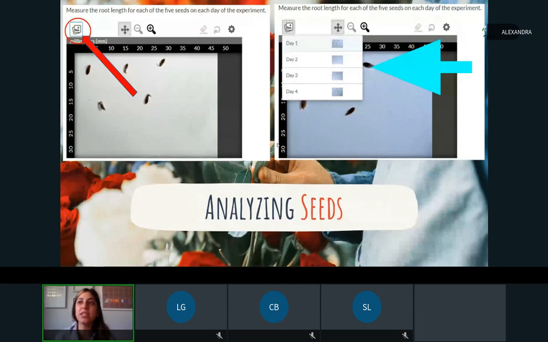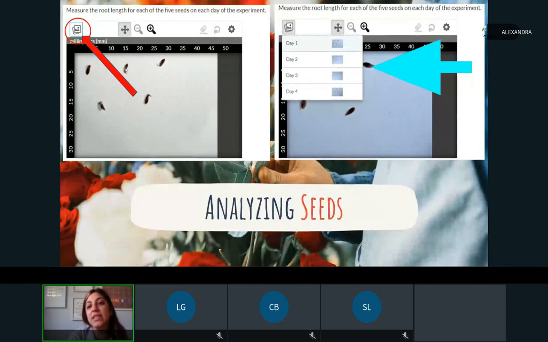So I kind of have two images to help you. So in one of the slides, you're going to be taking a look at several different seeds. You're going to be taking a look at 5 seeds, meaning 5 different types of species. And you're going to be looking at these images, and you're going to use this analyzer tool. So if you can see that these seeds have been laid out, and what you're trying to do is measure the root length for each of the 5 seeds on each day of the experiment. So what that means, you have 5 different seeds. There are 4 days of images for each one.